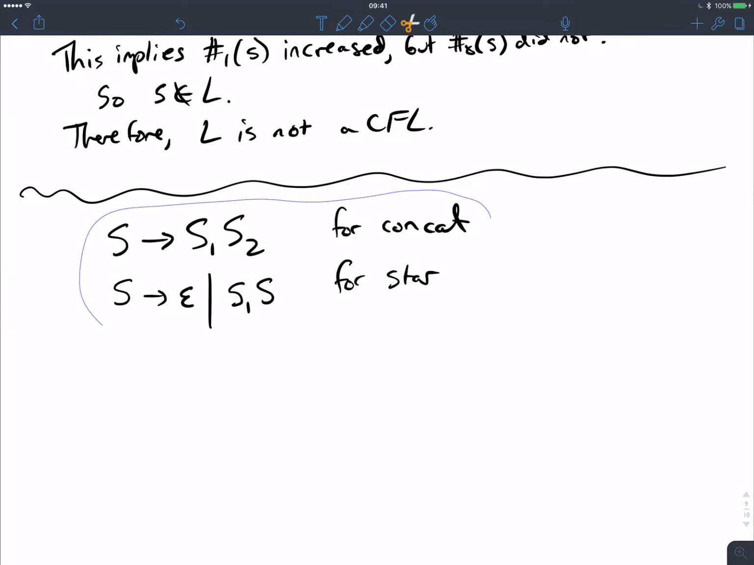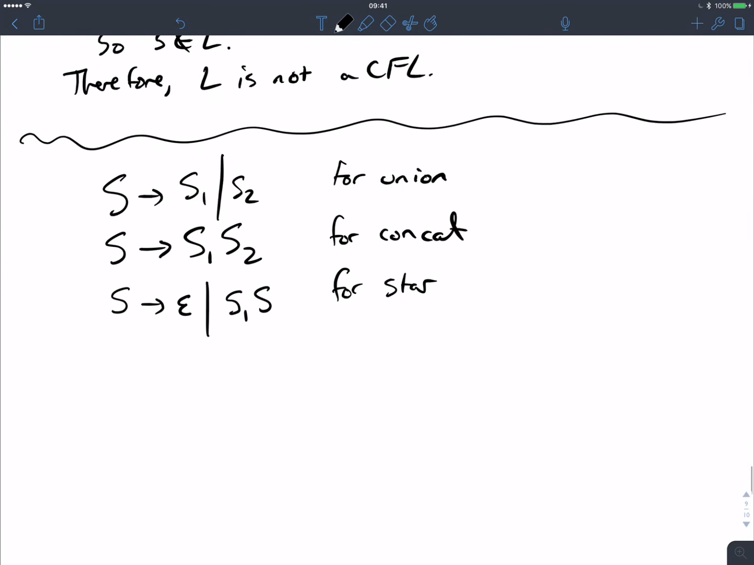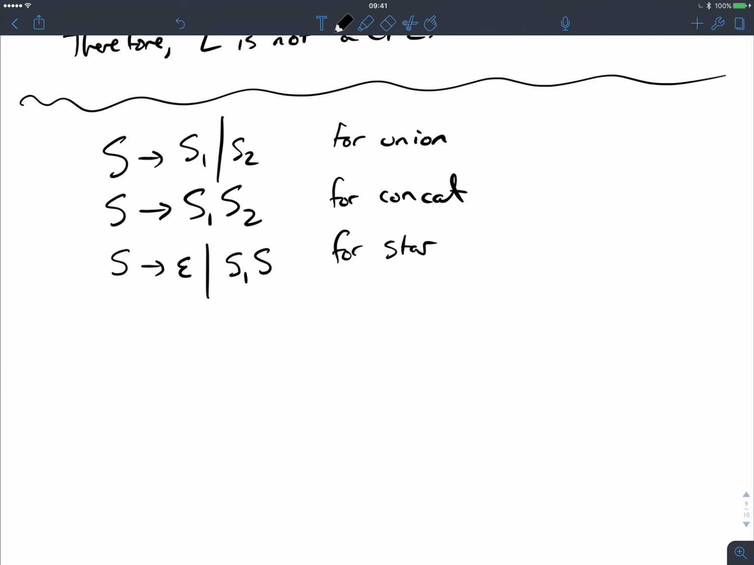And actually I'll do another way for union. You can do S goes to S1 or S2 for union. But PDAs can actually do all three, but there are some things you need to worry about for the stack. So grammars and PDAs have their own trade-offs in terms of what you can do with them. Okay? Can we do intersection?